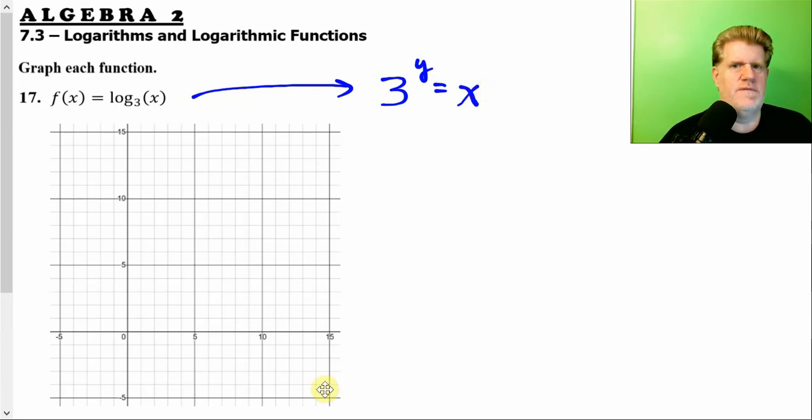Now, how do you graph the function 3 to the y? Huh? So let me make a chart.